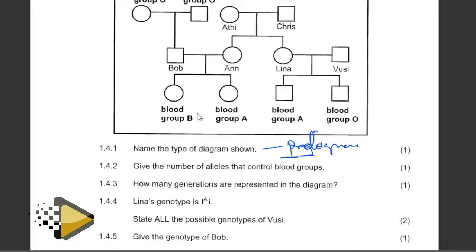Give the number of the alleles that control blood group. We talked about this yesterday. We said there are 3 alleles. Yes, alleles or allele, whatever case you call it, is fine.